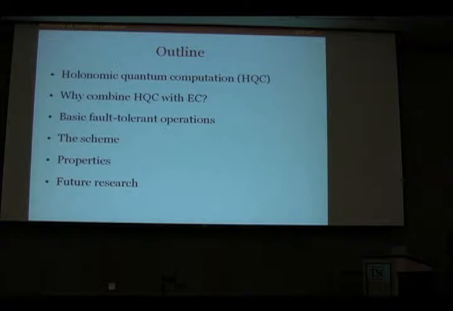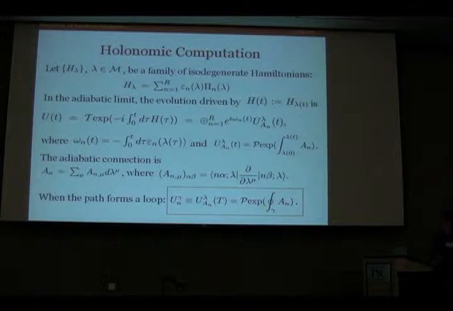I'm going to tell you briefly what holonomic computation is and why we want to combine it with error correction. Then I will briefly review the basic operations that we have to be able to implement in order to claim that the scheme is fault tolerant. Then I will present the scheme itself and describe how we implement those operations. And finally, I will discuss its properties and touch upon a few questions that this research opens for future investigation.